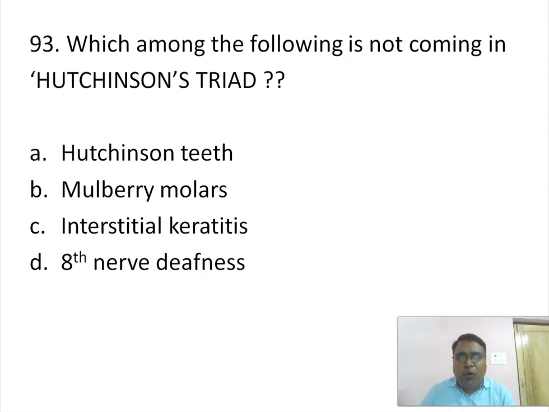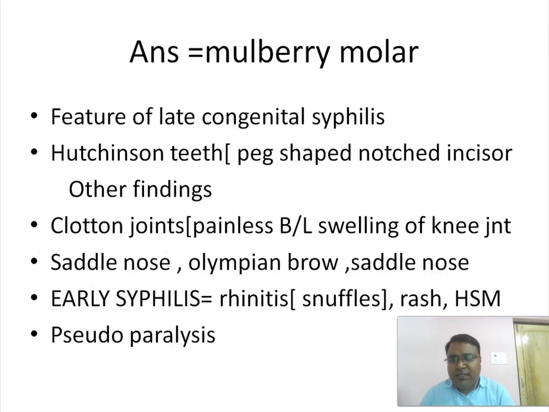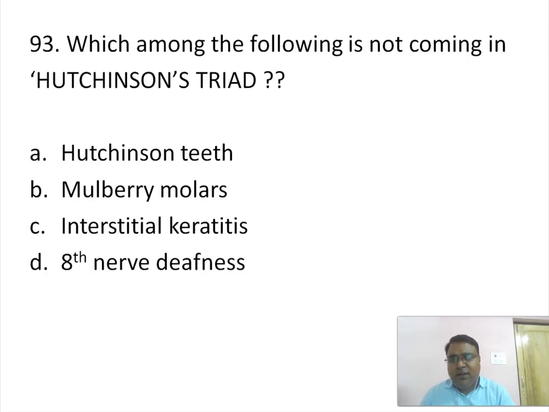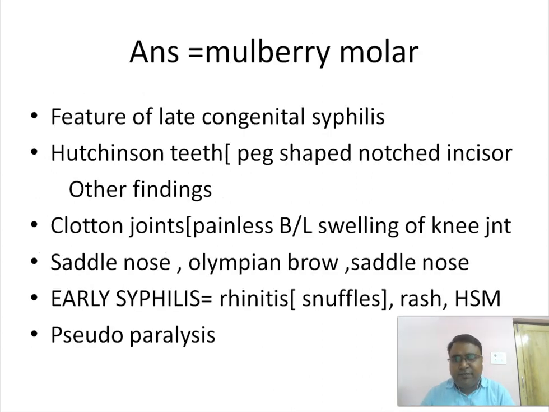Next, which among the following is not coming under Hutchinson triad? Hutchinson triad, what we get in congenital syphilis, which one is not there? Hutchinson teeth, mulberry molar, interstitial keratitis, or 8th nerve deafness. The answer would be the mulberry molars. All these three, Hutchinson teeth, interstitial keratitis, and 8th nerve deafness, we can get under that Hutchinson triad. So these features are the Hutchinson triad, that is for late congenital syphilis.